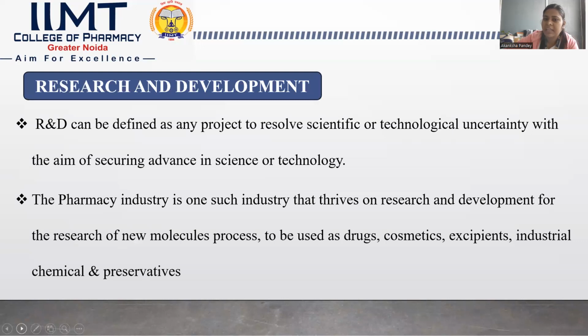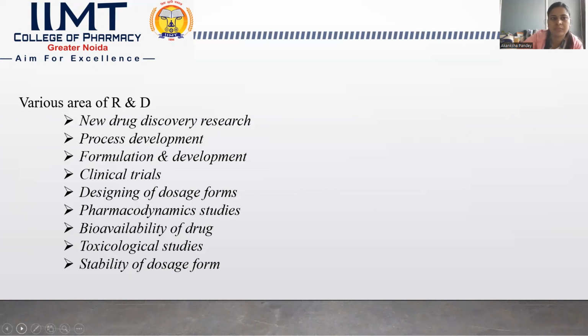If we are having any kind of disease, research and development is used to study the disease and research the new molecule and its process. Either it can be used in cosmetics or food, any kind of industry. Research and development helps in researching anything about that disease. And the various areas of R&D are: new drug discovery research, process development research, formulation and development, clinical trials, designing of dosage form, pharmacodynamic studies, bioavailability of drugs, toxicological studies, and stability of dosage form.